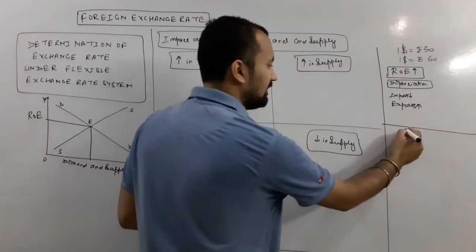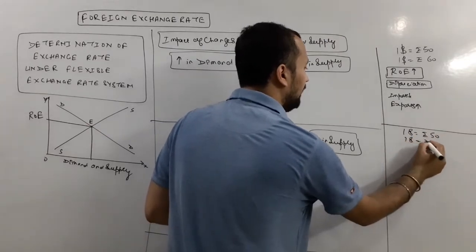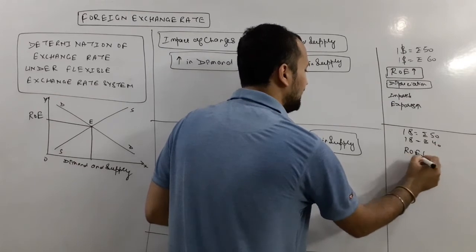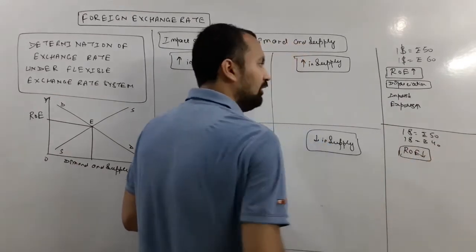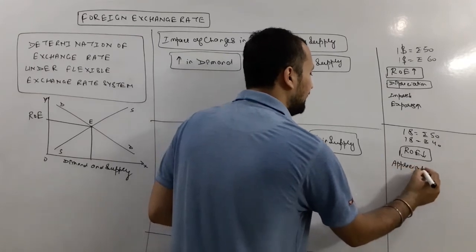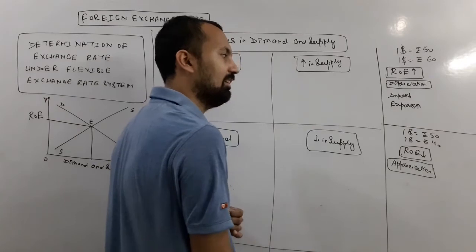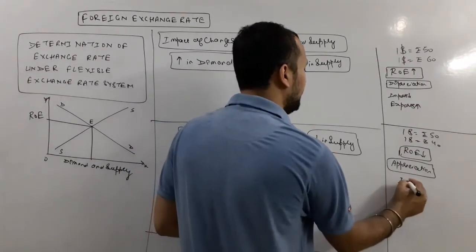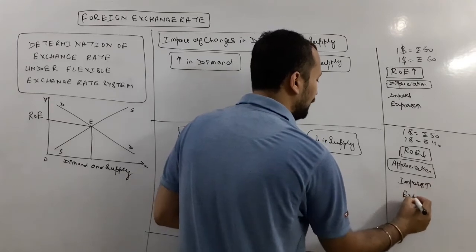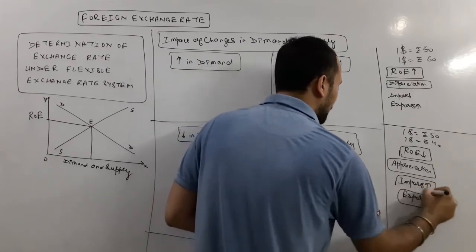And the other situation is $1 equals rupees 50, then $1 equals rupees 40. It means that the rate of exchange is decreasing. When the rate of exchange is falling, it means that our currency is appreciating. That is appreciation of domestic currency. In this situation, imports rise and exports fall.